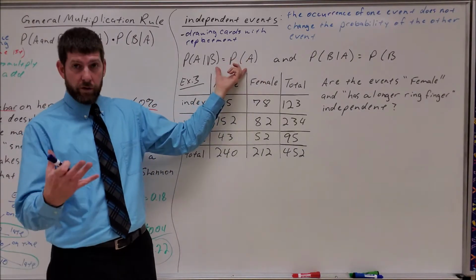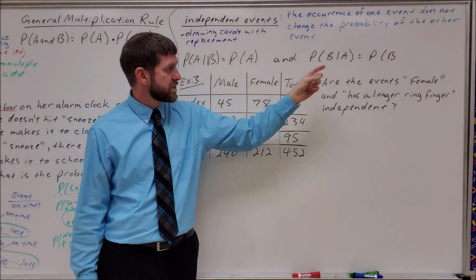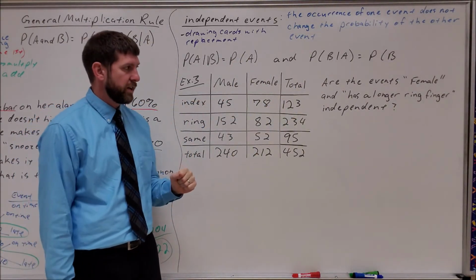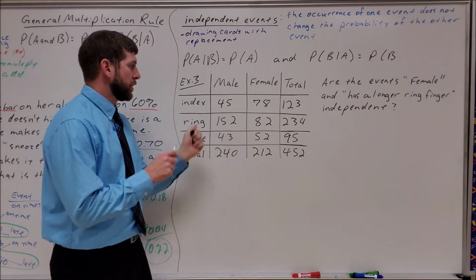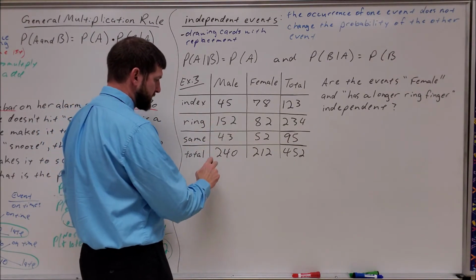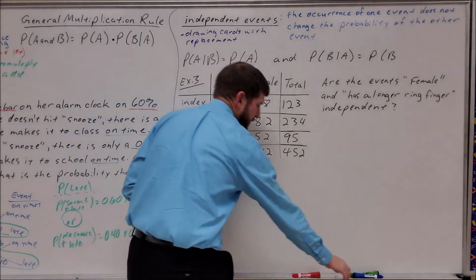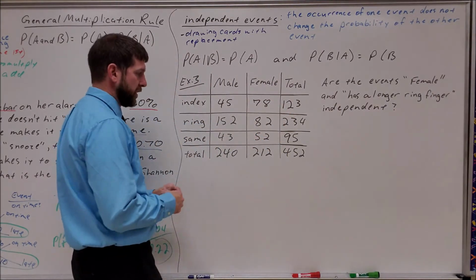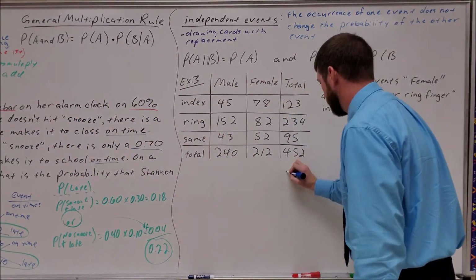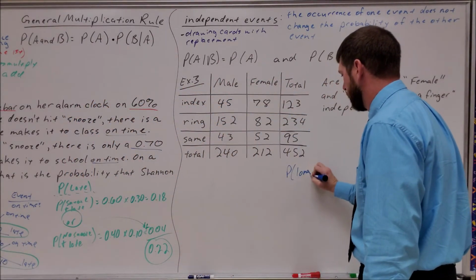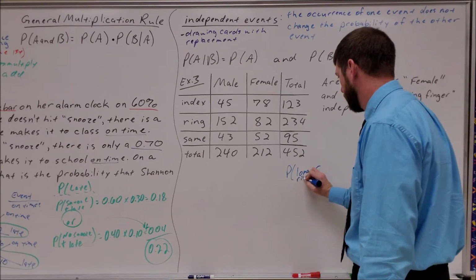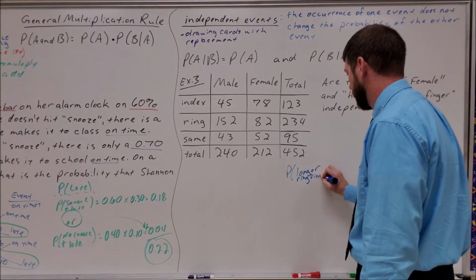So we're going to use the formula though and test that one. So are the events female and has a longer ring finger independent? So here's what we're going to do. We want to test the idea for probability of a longer ring finger.